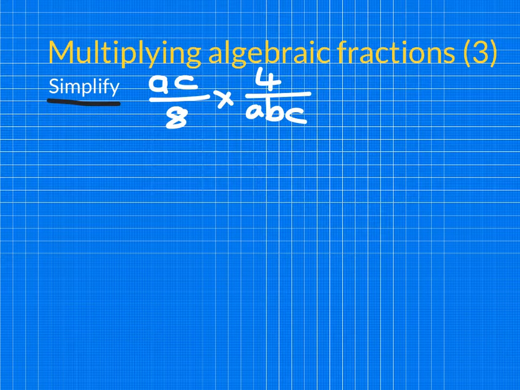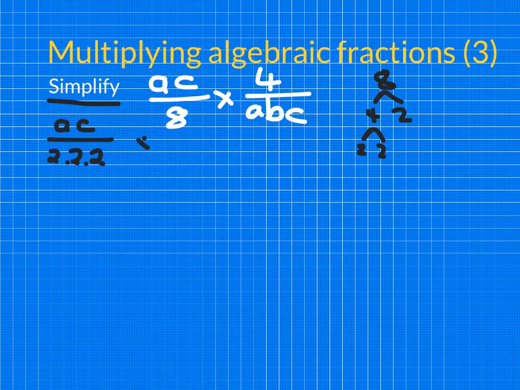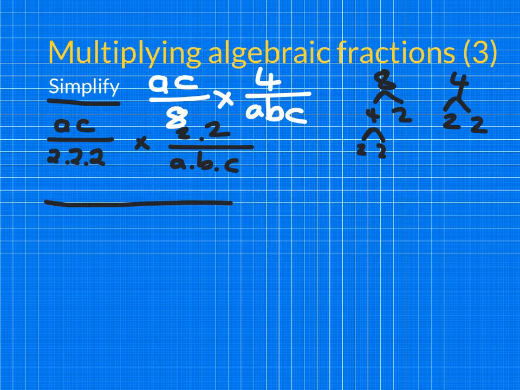We've got AC divided by 8, and 8 needs to be broken down into its prime factors. 4 times 2, and then 2 times 2. So 8 is 2 times 2 times 2. Multiplied by 4, 4 is simply 2 times 2 over A, B, and C, which are all separate anyway. Okay, let's now gather them together as one big division sum.